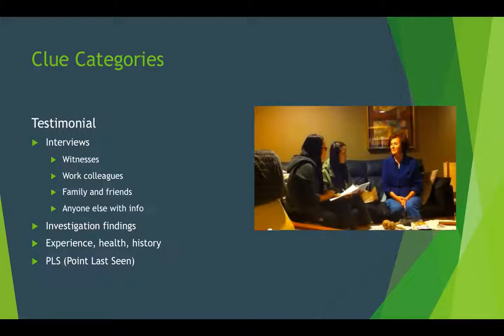There are clues that are testimonial in nature. These are the interviews that would be conducted with witnesses, work colleagues, family and friends, anyone with information. It could be investigation findings, it could be health history of the individual, and it can be testimonial-wise the point last seen.